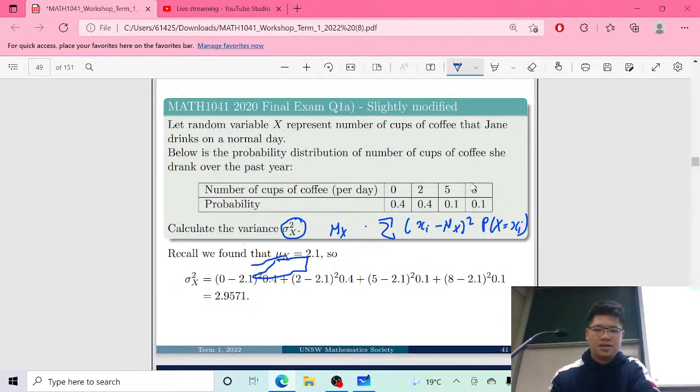I'm sorry, this is just such a mess. Okay, there we go. Getting the hang of this, I think.